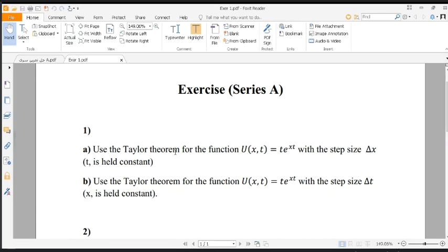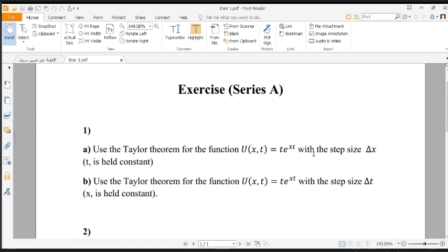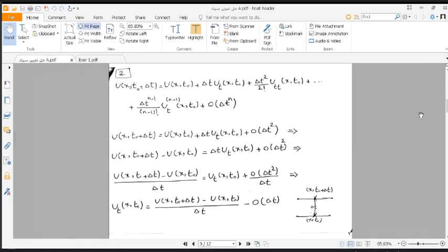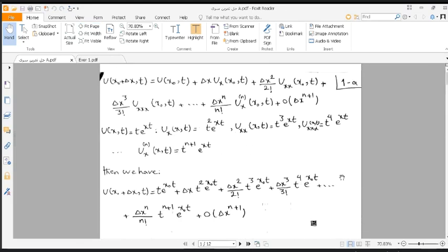Use the Taylor theorem for the function u of x and t equals t e power xt with the step size delta x. t is held constant. In this question, we should suppose that t is constant, and x is a variable, and delta x is my step size. It is the solution of exercise 1, question 1.